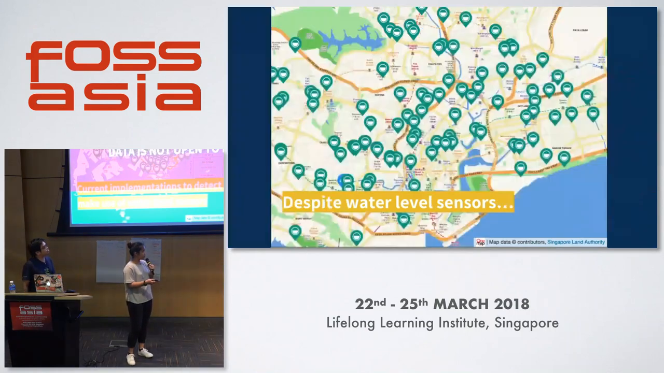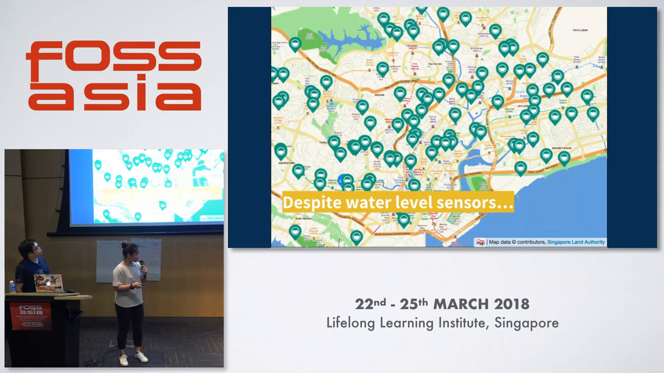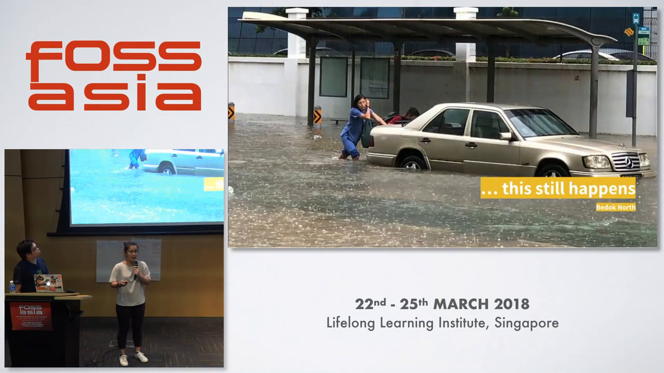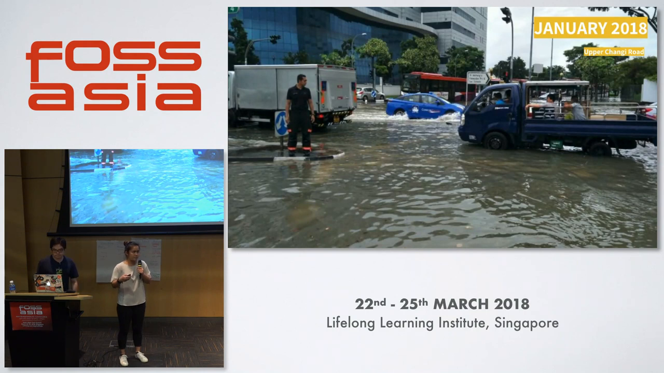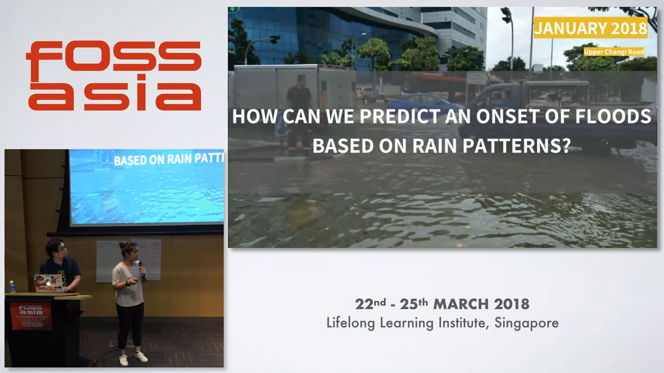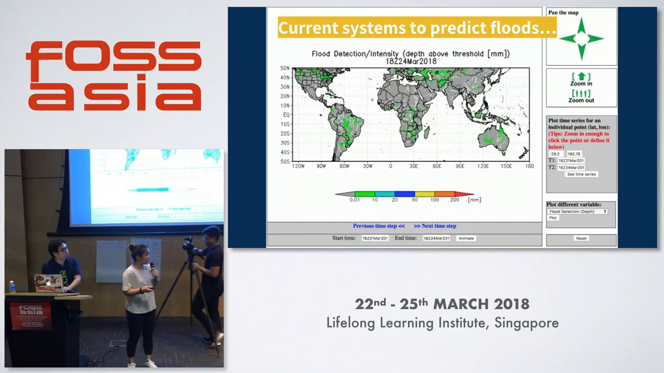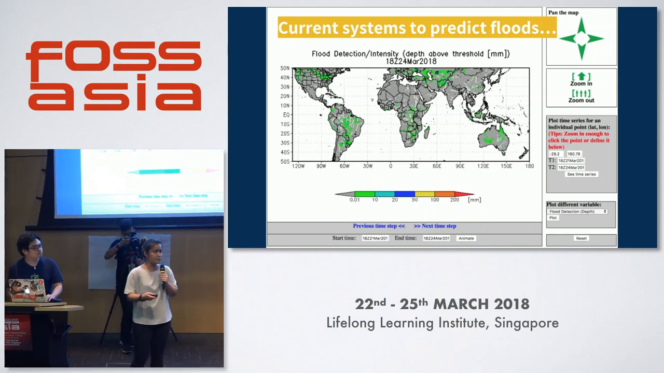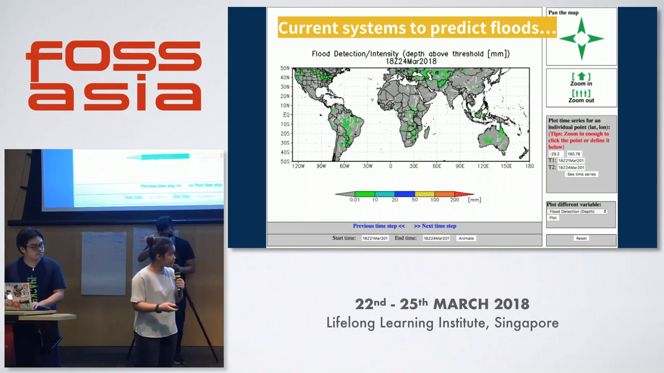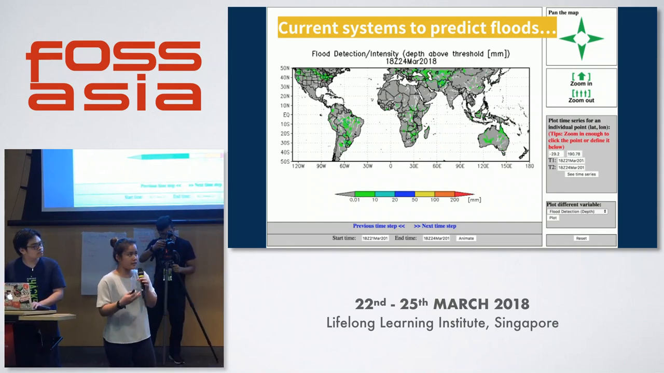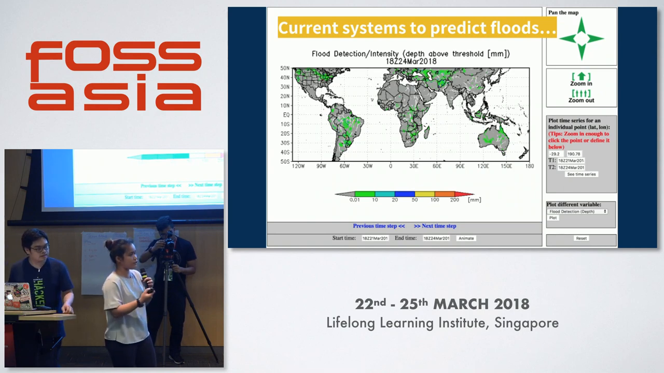So despite all these sensors, this kind of thing still happens. So what we want to do is see whether we can leverage several open source data sets to predict future occurrences of floods. Yeah. So have there been systems to predict floods around the world? This is what we found from the Global Flood Monitoring System developed by the University of Maryland. However, it's not really open source data, and even if we wanted to try, we could leverage the API, but we couldn't. So this is a little bit closed or proprietary.